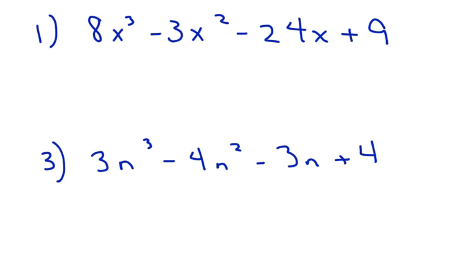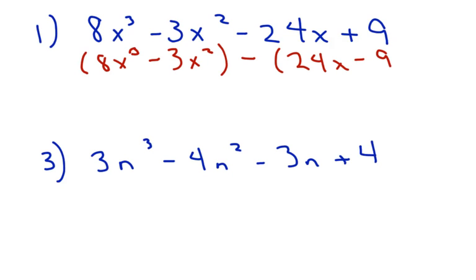Here we're just going to do the problem, and we're going to group the first two pieces here as 8x cubed minus 3x squared. Then we're going to group the last two terms as such, minus 24x minus 9. Don't forget that you're factoring out a negative 1 here. Okay, now we're going to use our greatest common factor.